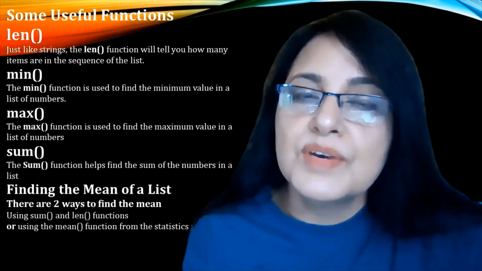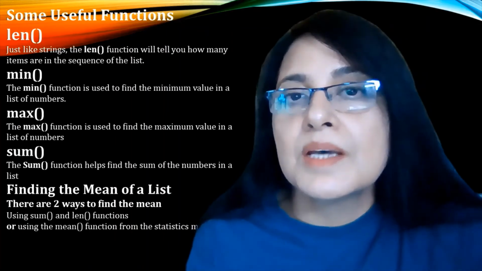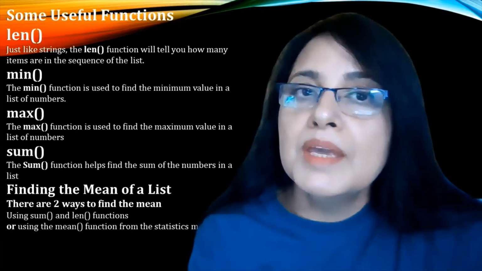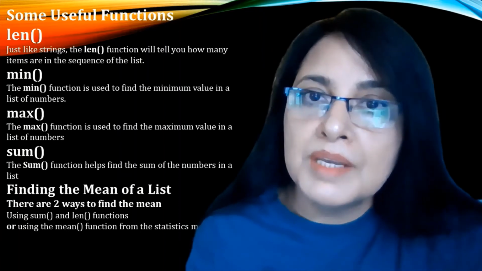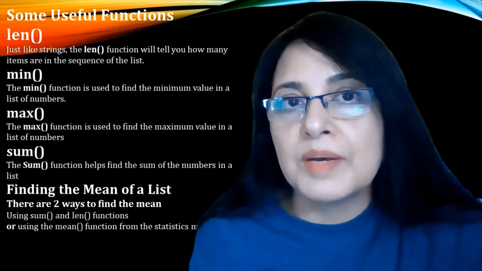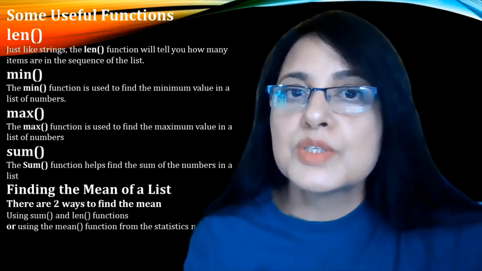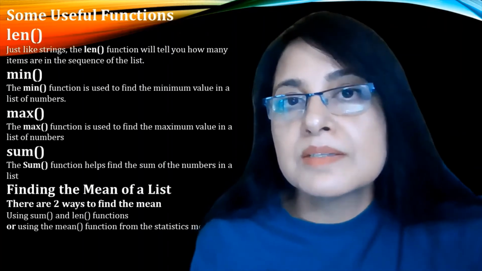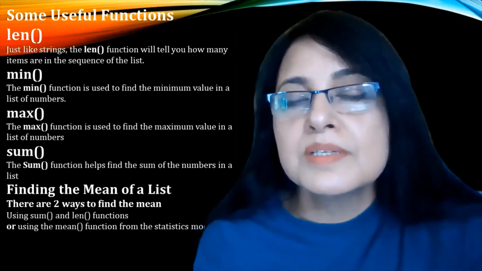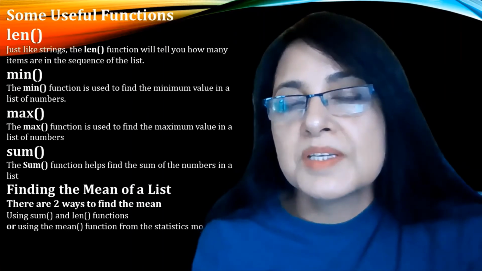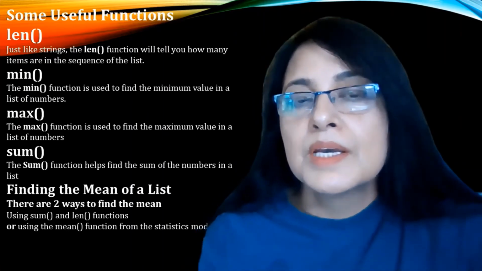We have the len function to find how many items are there in the list. The min function is used to find the minimum value in a list of numbers. The max function similarly finds the maximum value in a list of numbers, and the sum function helps us find the sum of numbers in a list.